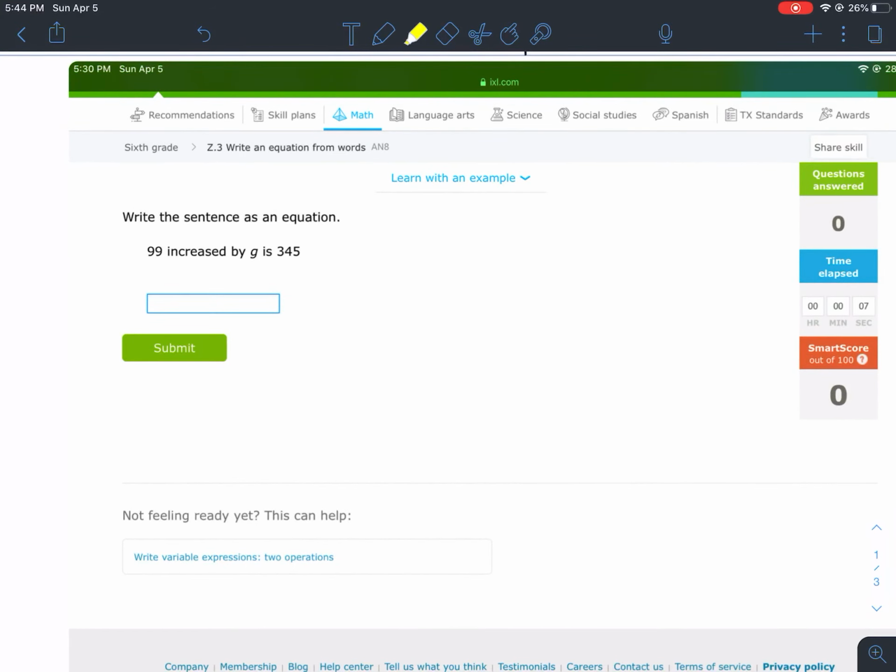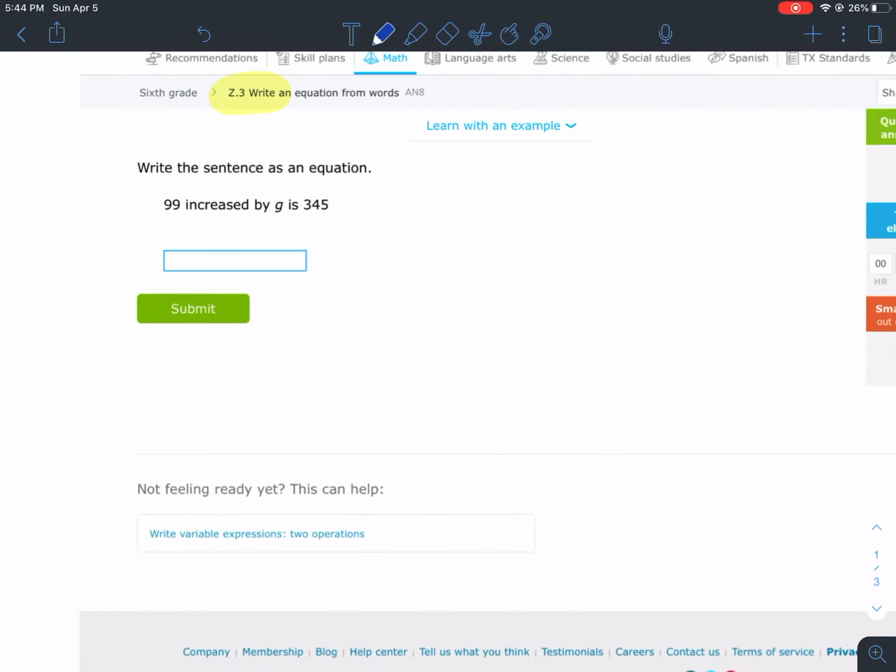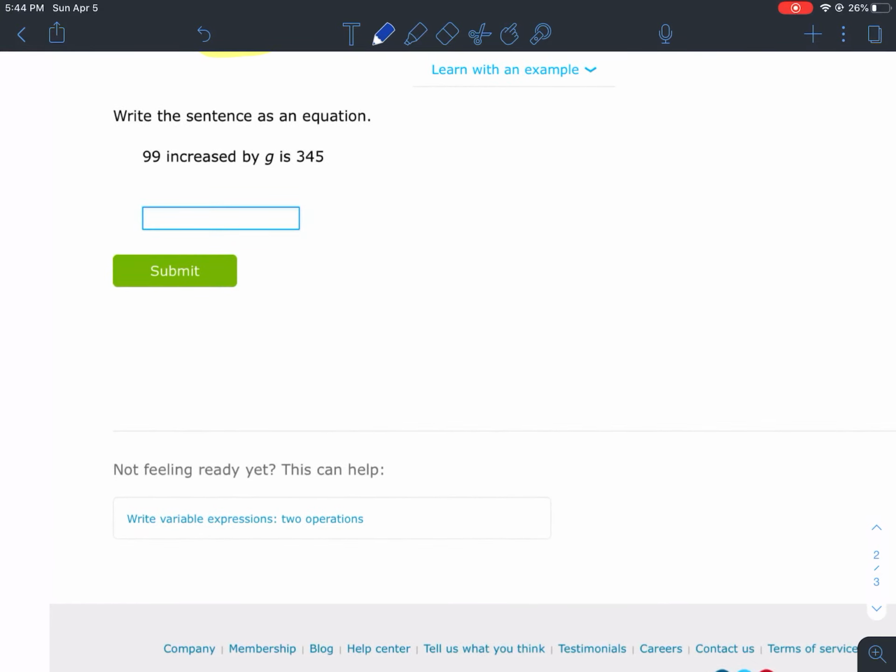So today we're doing Z3. I took a couple of screenshots. That way you can see, I can do a couple with you and you can see how to work them out. So the types of questions you're going to get are like this, where they give you a word sentence and you need to rewrite it using an equation or an expression.